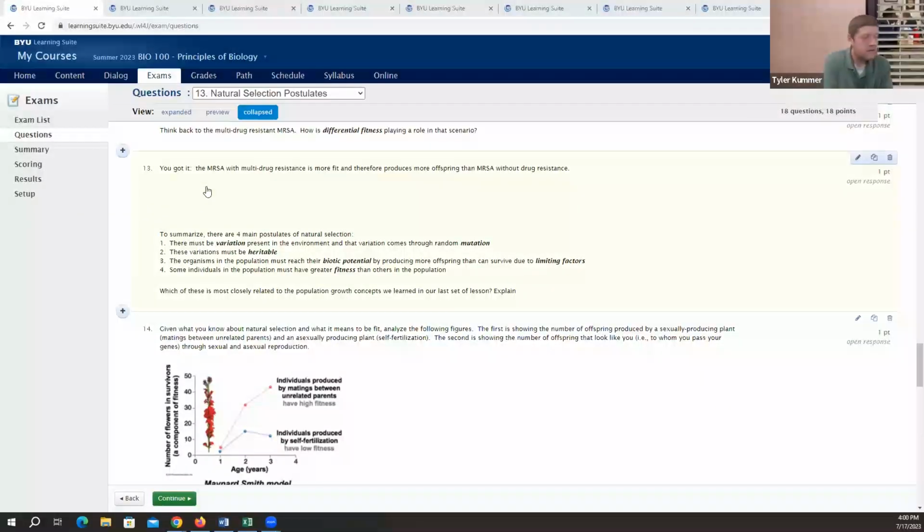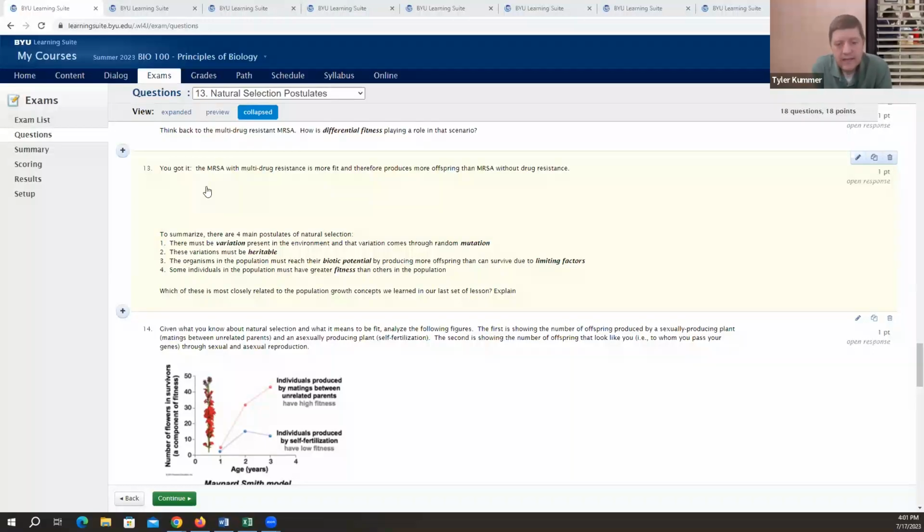All right, so for natural selection postulates, there are four main postulates that are part of natural selection. First is that there must be variation in the population.